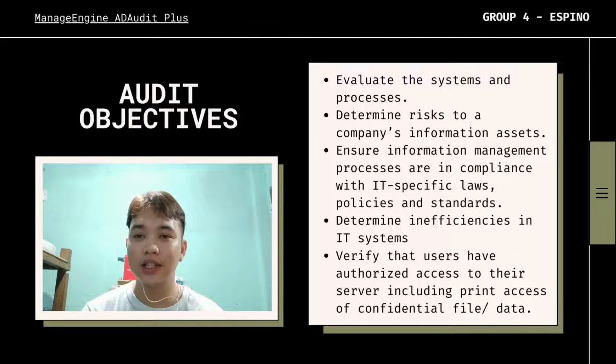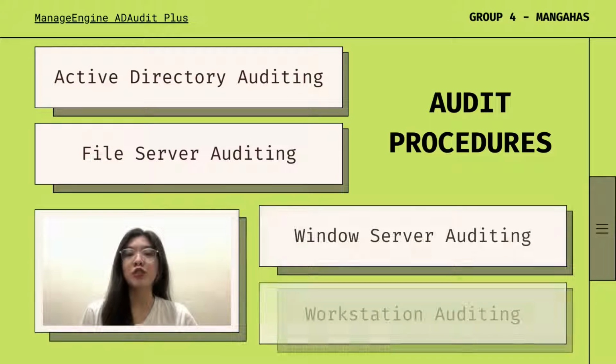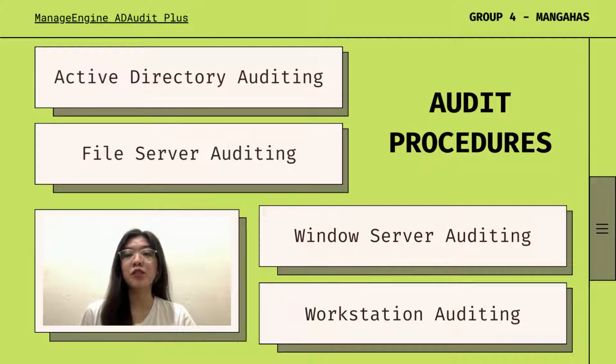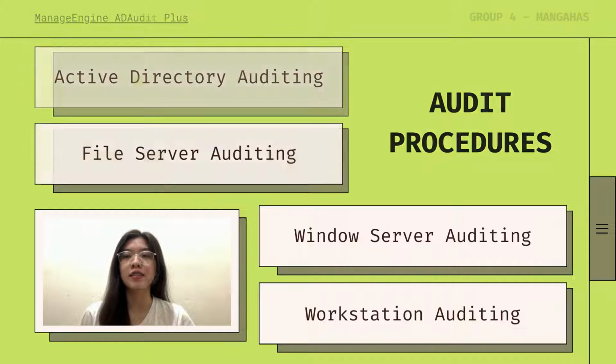The next part is the list of audit procedures, and that will be explained and discussed by Ms. Angela Mangahas. Audit procedures. As discussed by the previous reporter, yung ADAudit Plus is nakafocus sa apat na yan, which is Active Directory Auditing, File Server Auditing, Windows Server Auditing, and Workstation Auditing. It is our objective to protect user accounts, company systems, software applications, as well as other critical components of an organization's IT infrastructure from unauthorized access.